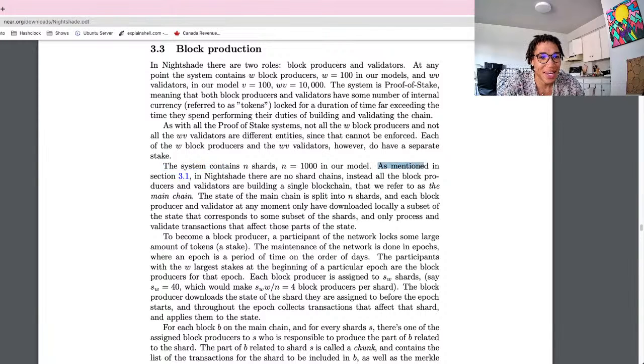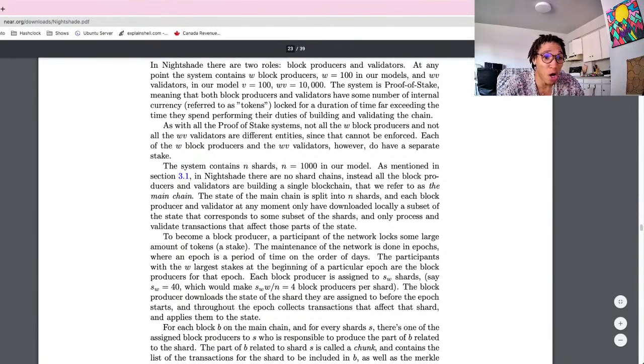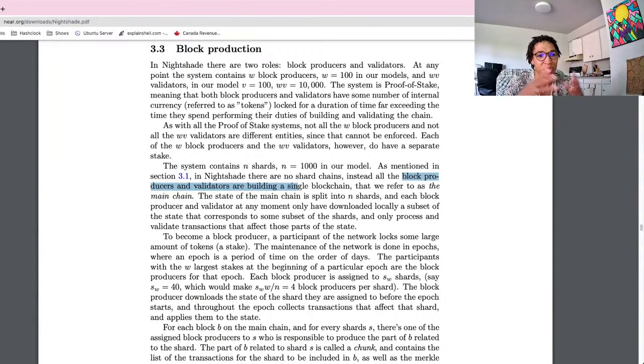As mentioned in section 3.1, in Nightshade, there are no shard chains. Just one. Instead, all the block producers and validators are building a single blockchain, like a web, I guess, that we refer to as the main chain. The state of the chain is split into n shards. And each block producer and validator at any moment only has downloaded locally a subset of the state that corresponds to some subset of the shards.